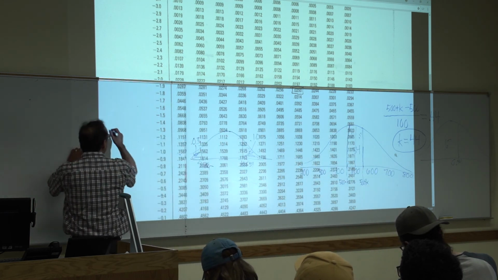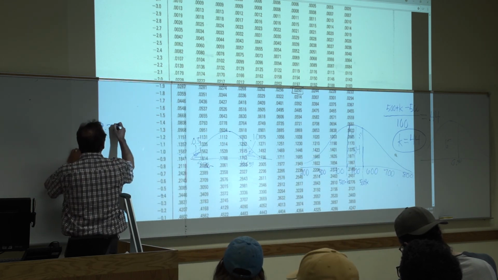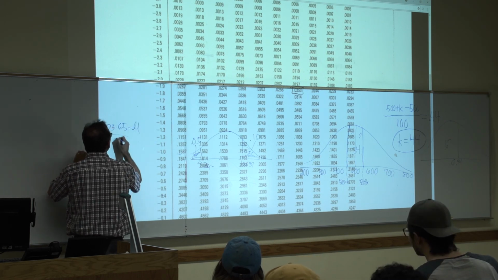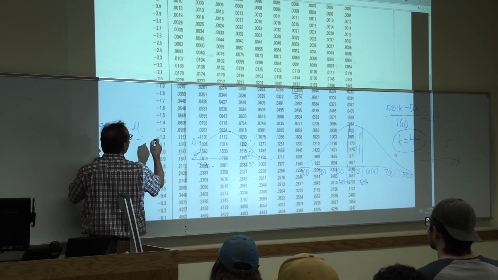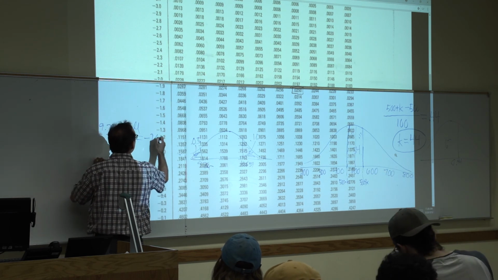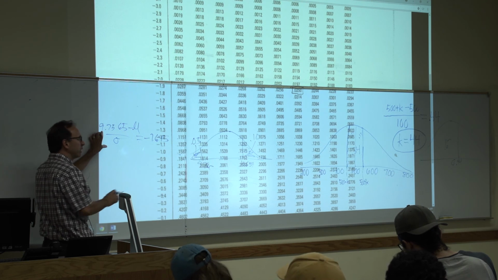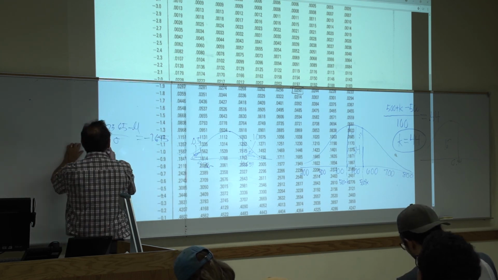So what do we have here? You're going to end up with 9.7565 minus mu, divided by sigma, is going to equal what? What did I just say? Negative 1.645. That's one equation.